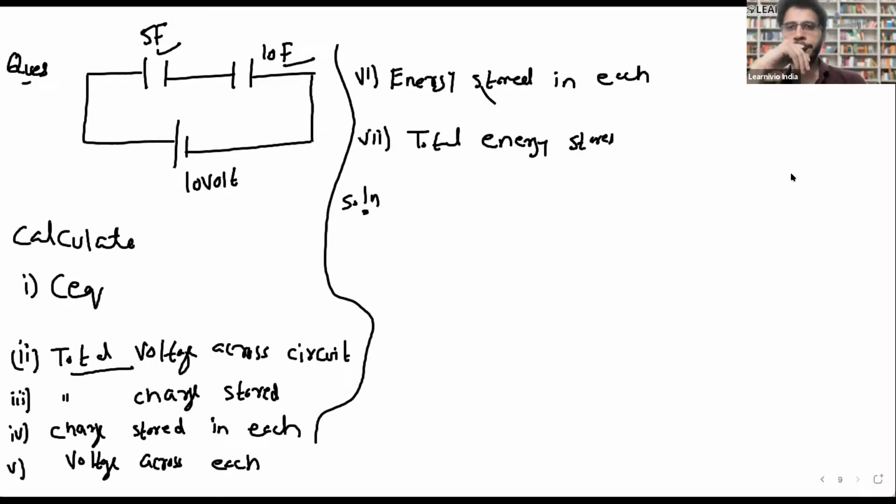Okay, Mariam. No, Fatma, see, total voltage is this always. Total voltage is the voltage of the battery. That's it. Total voltage is always the voltage of the battery. Yes, Noor, you're right. So total voltage is 10 volt only. The answer of part 2 is 10 volt.